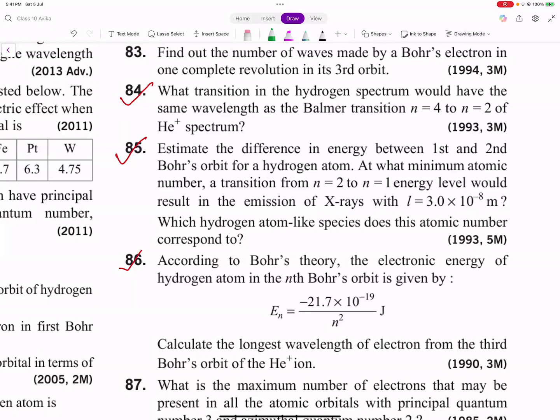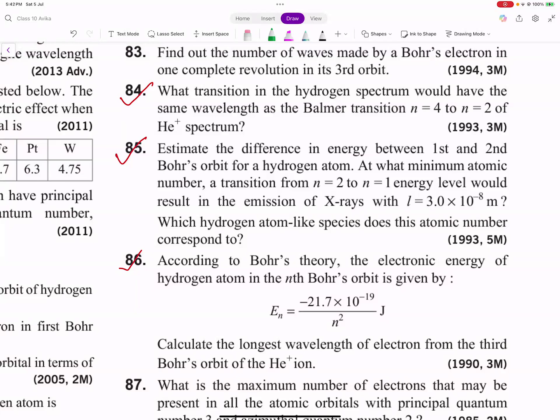Equate, like form the equations and equate them. 13.6 Z square into 1 by 1 square minus 1 by 2 square, right? Delta E is equal to 13.6 Z square into 1 by 1 square minus 1 by 2 square. You know the delta E, you have to calculate Z. Approximately 2.